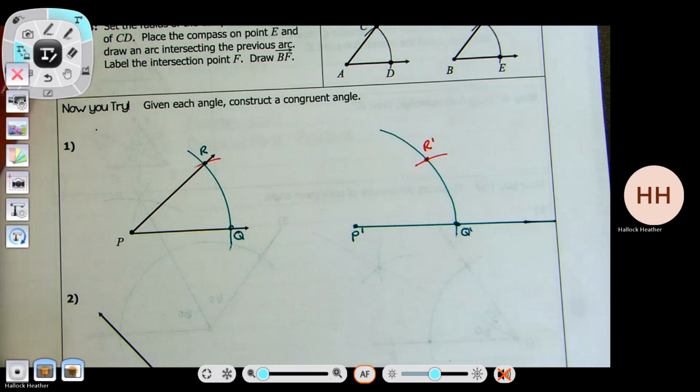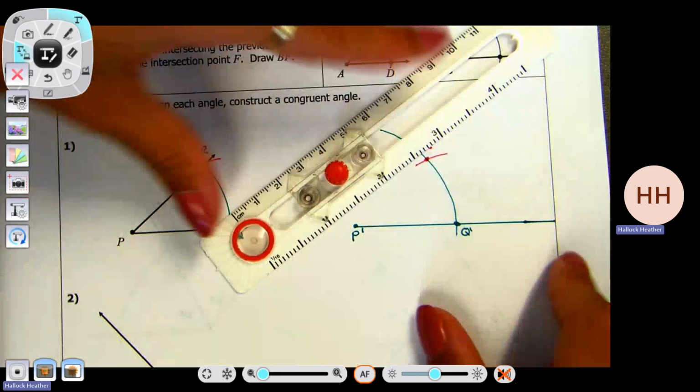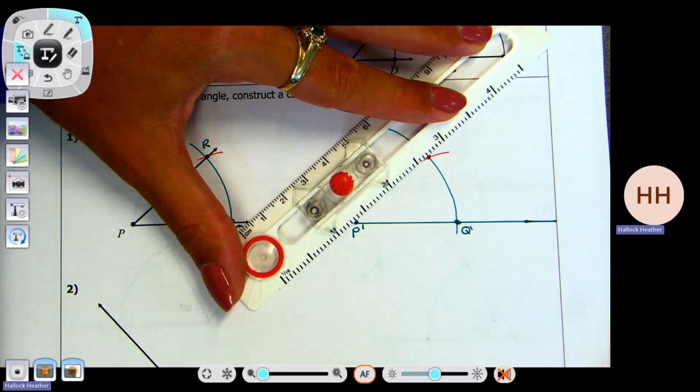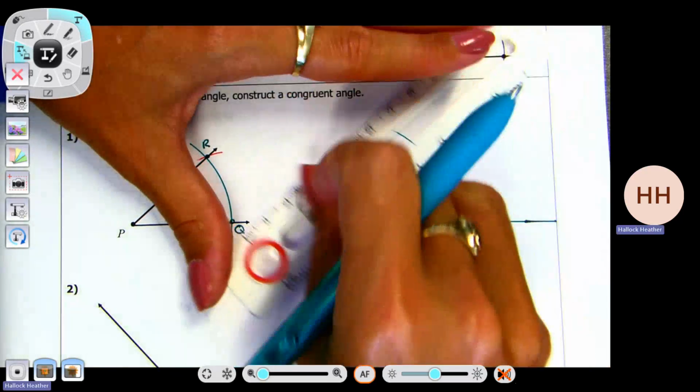If I'm copying the line, what do you think I'm going to have to do? What 2 points do I have to connect? P and R, because I'm drawing an angle. So I'm going to have to connect these two to have that last step showing that I copied it.